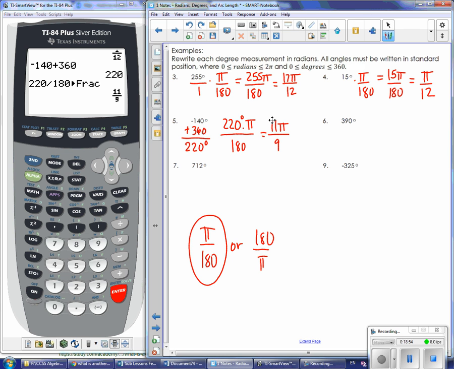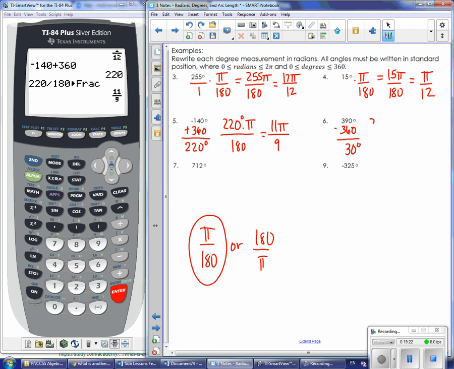So what do you think I would do in number 6? 390 is definitely bigger than 360. And so if my angle is too big, I need to get it in standard position first and then change it into radians. So in this case, if it's too big, I'm going to subtract 360. I'm going to kind of unwind that angle. And that's going to give me a positive 30 degrees. So a 390 degree angle is equivalent to a 30 degree angle.